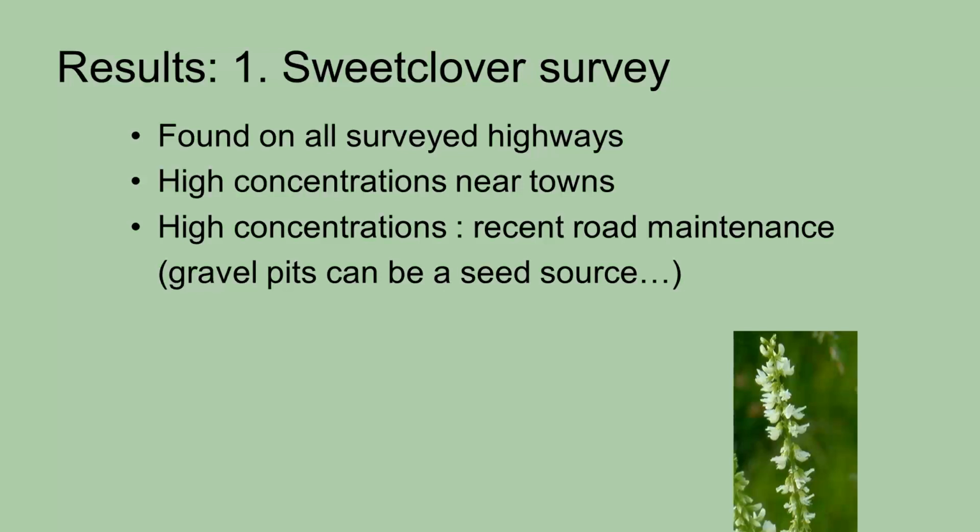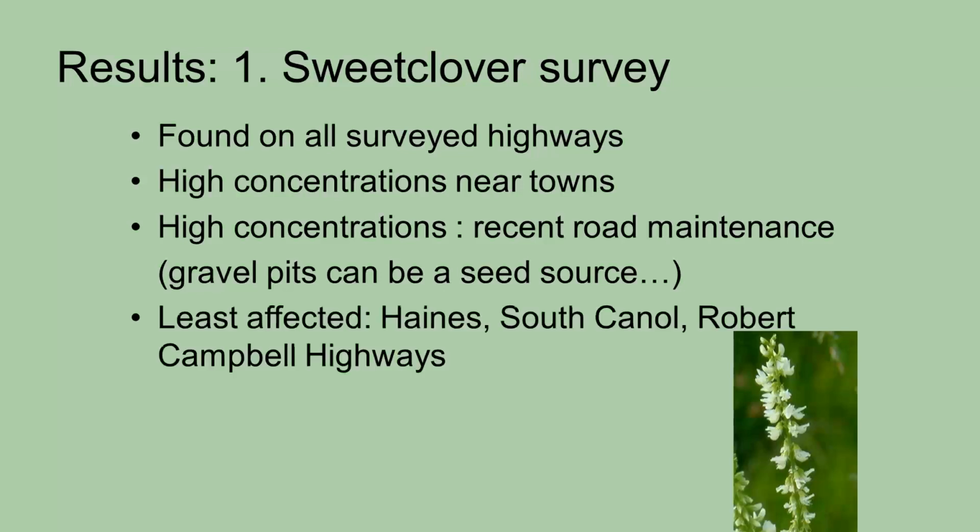It was found to be in gravel pits, and we've equated the movement of gravel to the spread of sweet clover to new areas. And the least affected areas were the Haines Road, the South Canal Road, and the Robert Campbell highways, where the native vegetation was growing right up to the edge of the highways, and they weren't doing the major mowing programs in the same way. And it was also determined that it was beginning to spread into the rivers.